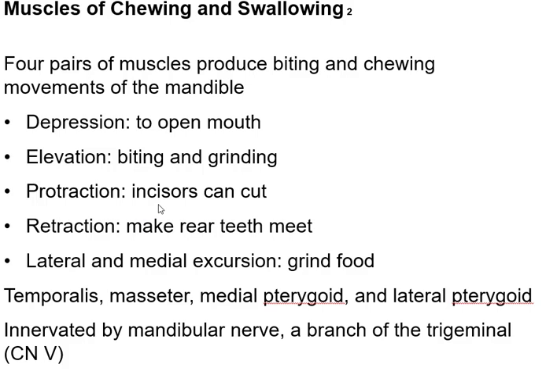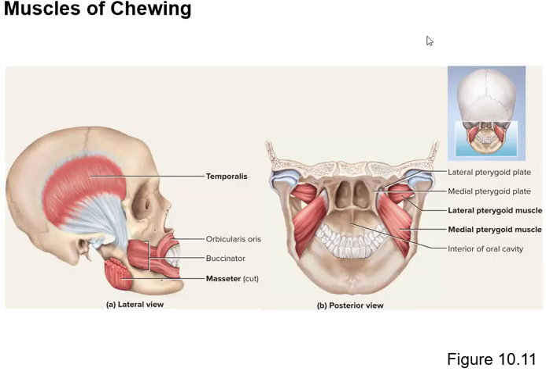You have to have incisors cutting, so you have to pull back. When you put your teeth together, the incisors don't usually sit right on top of each other. So you're going to have to pull those back so you can bite your steak or bite your celery or whatever it is that you're eating. And then retraction, you got to make your rear teeth meet. So you're going to pull back and grind. So you're going in all directions. So you have to have at least 4 pairs of muscles working antagonistically to be able to eat your food.